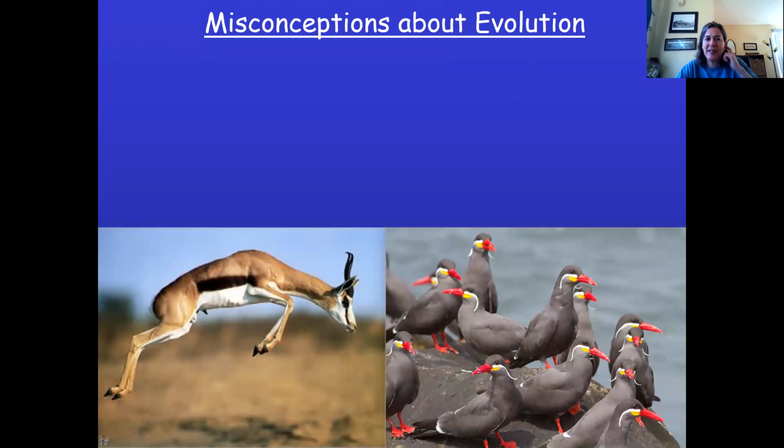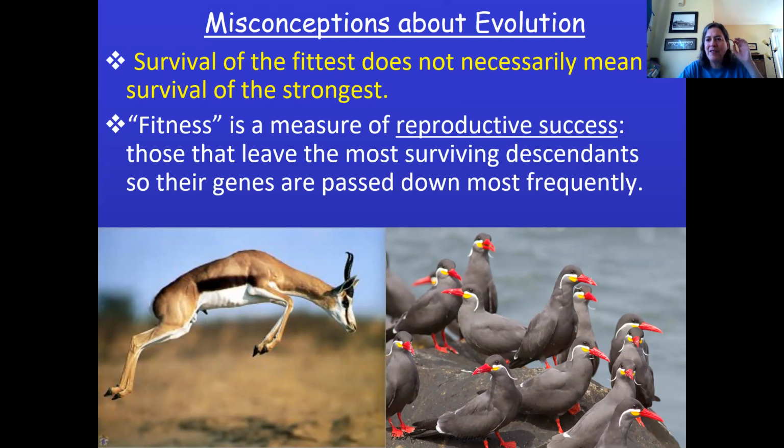So, some misconceptions, things people get wrong. Survival of the fittest doesn't mean strongest. Survival of the fittest means that you're most able to pass your genes on to the next generation. It's a sign of reproductive success. You're most able to pass your genes on to future generations.